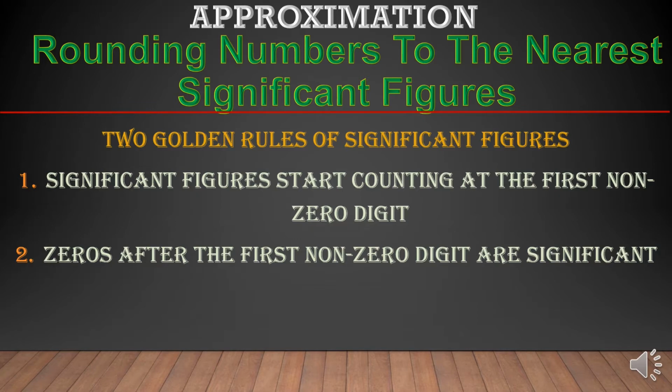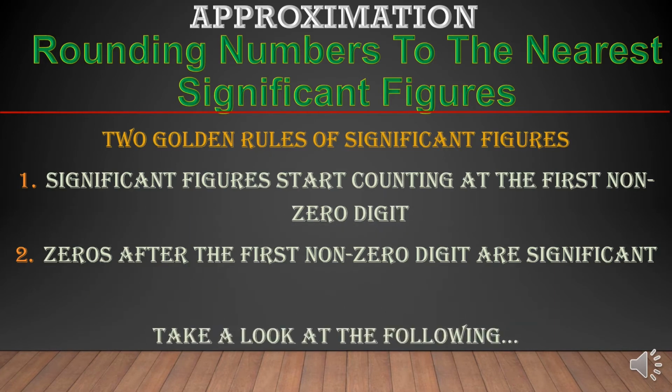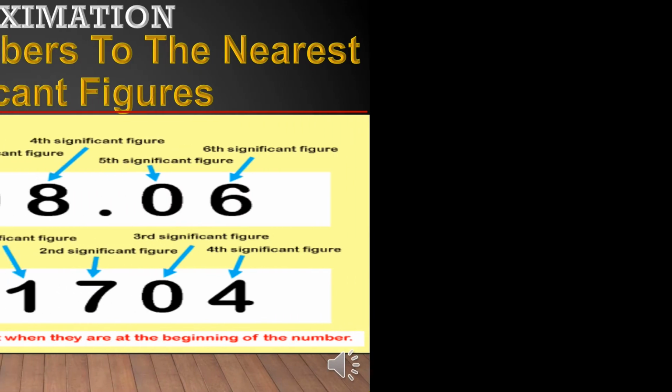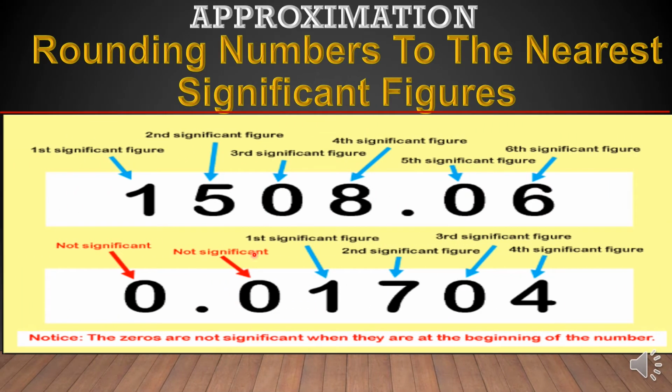The second one is that the zeros after the first non-zero digit are significant. This should give you a hint for the trick question. Now zeros before the first non-zero digit, even if I have about 100 zeros before the first number that is not 0, all those zeros are not significant. But once I've counted my first significant figure and zeros fall after that first non-zero digit, then those zeros are significant. Is someone confused? Let's go further. Let me use numbers to explain so you understand better.